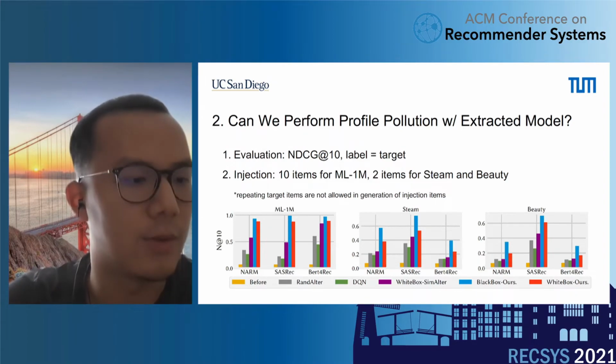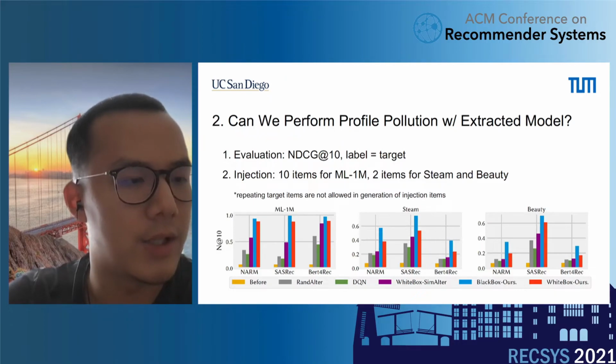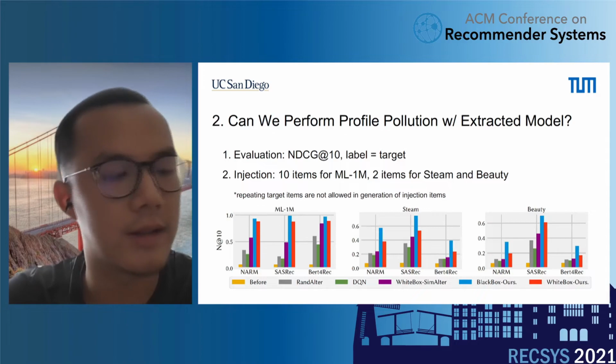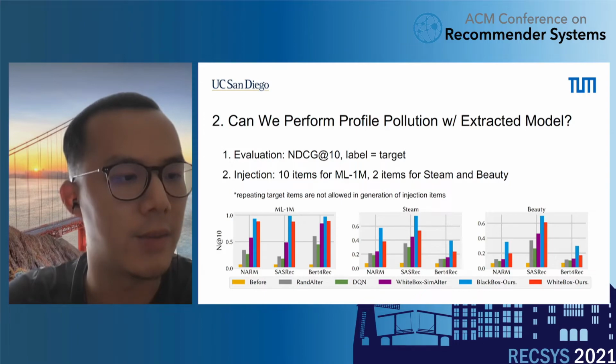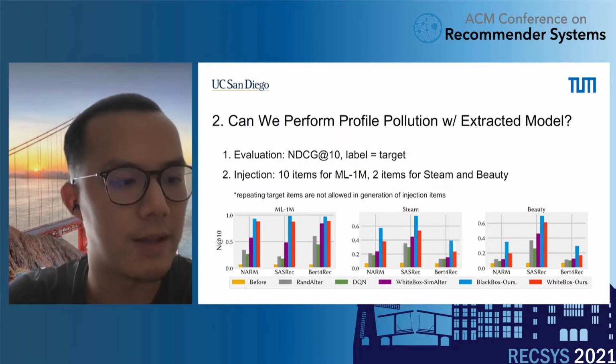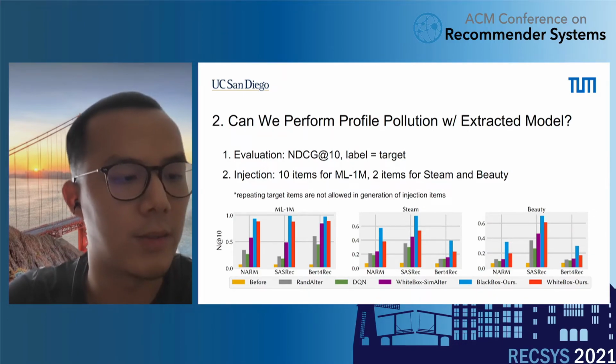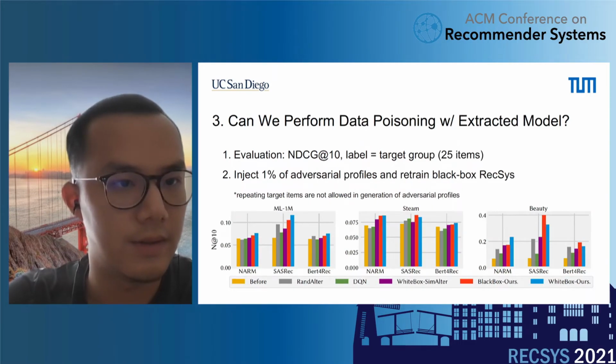For data poisoning, we inject only 1% of the user profiles here, and the target is one of the 25 items in the target group. And we see similar trends to the previous results. This time, our extracted model can sometimes outperform the black box model, which suggests that the bottleneck here is not the similarity between the white box model and the black box model, but the algorithm. And the relatively minor improvements are mostly due to the target group and the limited injection profiles.